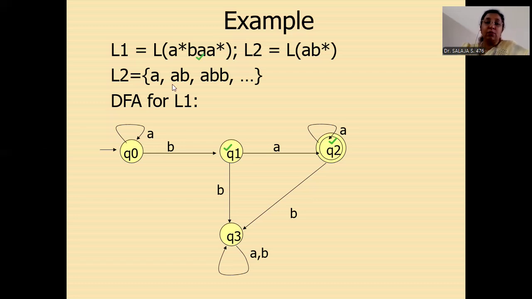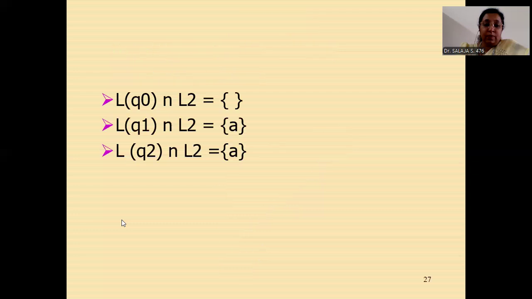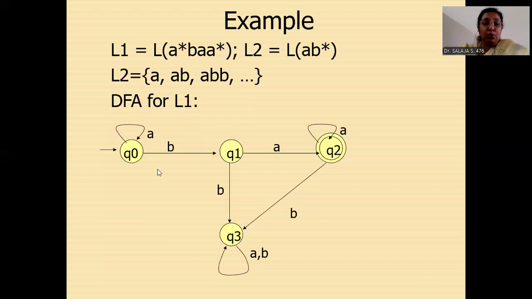For L2, we have just enumerated the set of strings. You have a single A, because you have a B closure, and A, B, B, and so on. So you draw the DFA for L1, and for L2, we'll just enumerate the strings. Now we'll talk about the intersection of L of Q0 with L2. How do we do that?